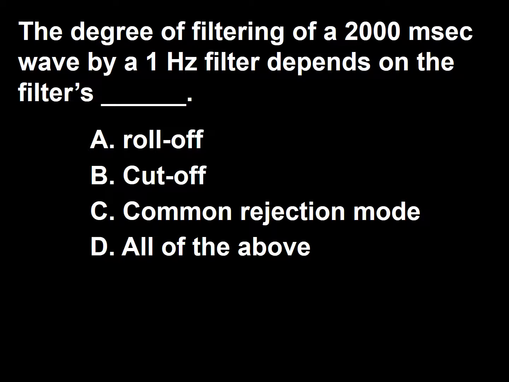Next question. The degree of filtering of a 2000 millisecond wave by a 1 Hz filter depends on the filter's A. Roll-off, B. Cutoff, C. Common mode rejection, D. All of the above. I will start answering this question where I left off when I answered the question about cutoff. You remember I told you that the cutoff was the pivotal point in understanding filters.